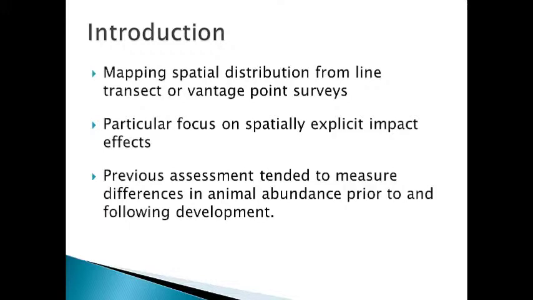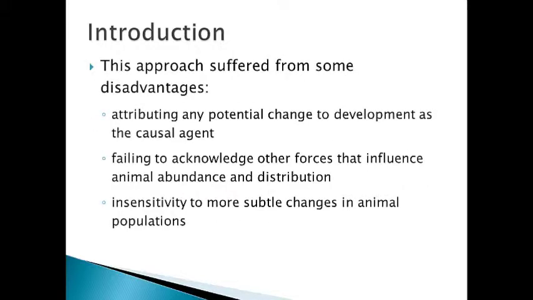So previous assessment tended to measure differences in animal abundance prior to and following development, but this suffered from some disadvantages. It was difficult to attribute any potential change to a development as a causal agent, because all you've got is a difference in two numbers. You don't have any spatially explicit differences. It can fail to acknowledge other forces that might influence animal abundance and distribution, and is insensitive to more subtle changes in animal populations as well.